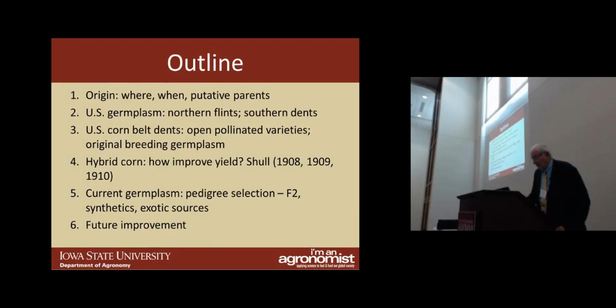We have synthetic varieties available in exotic sources, but in so many instances they don't quite meet the standards that we have crossing good by good in F2 pedigrees. And what is the outlook?